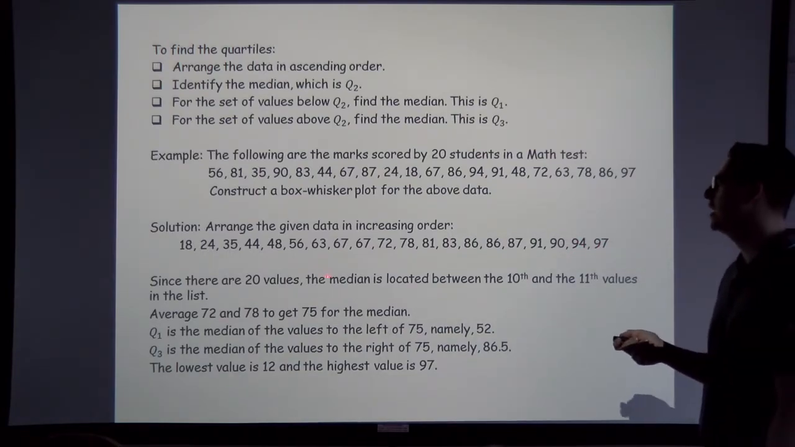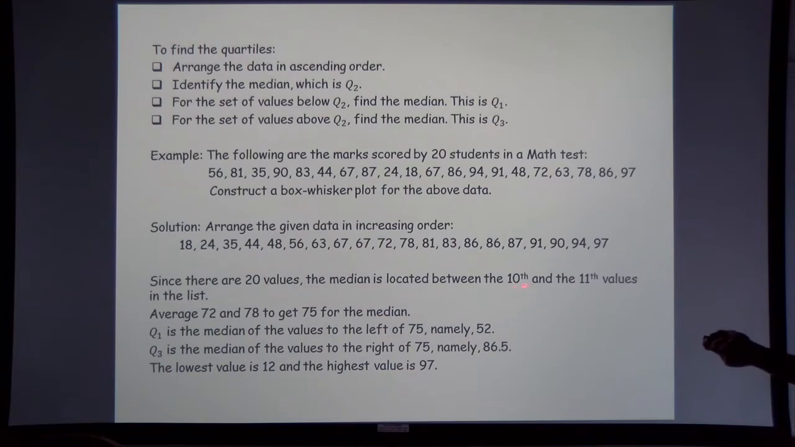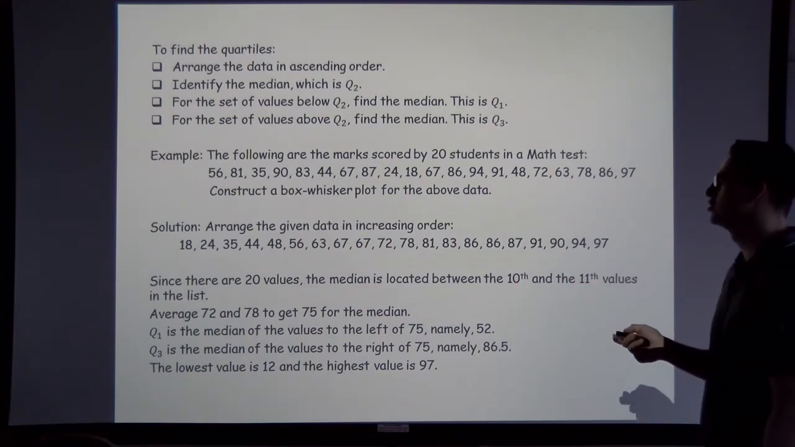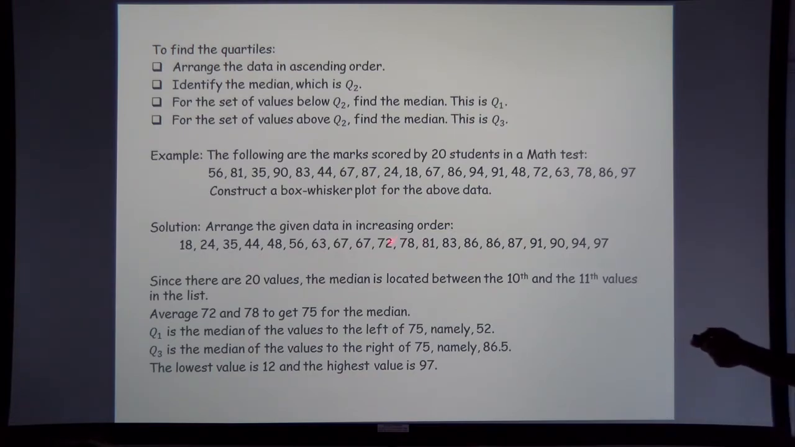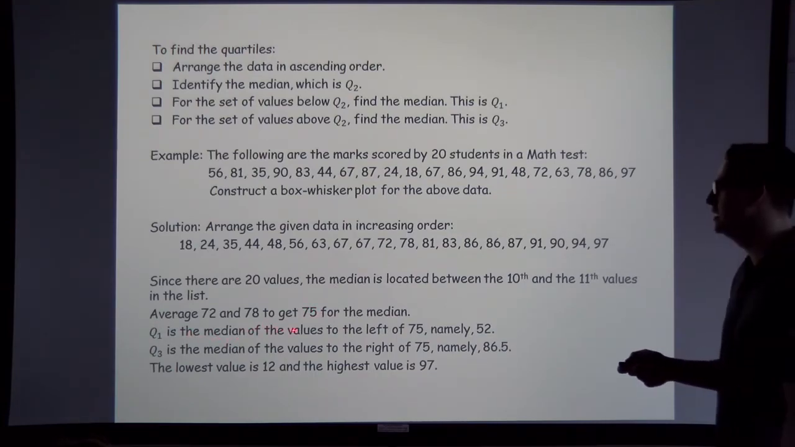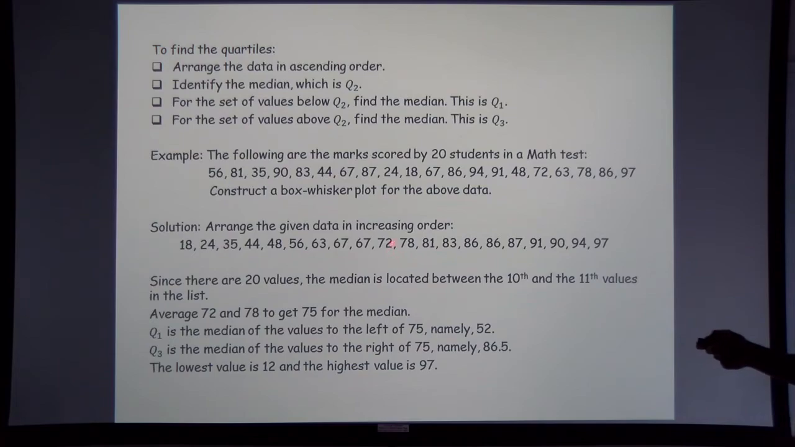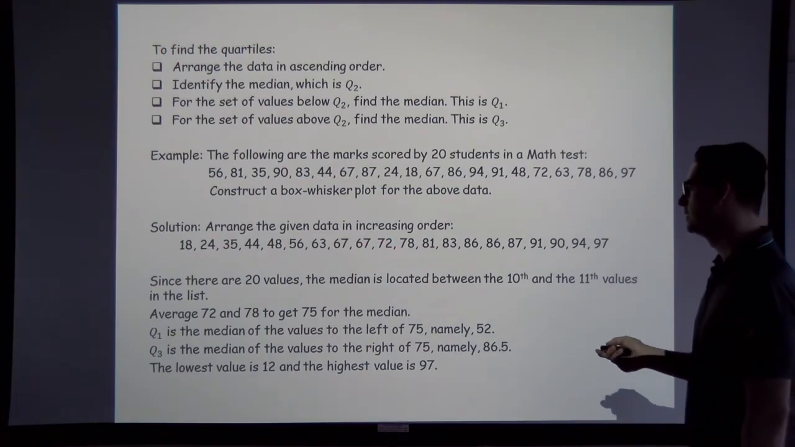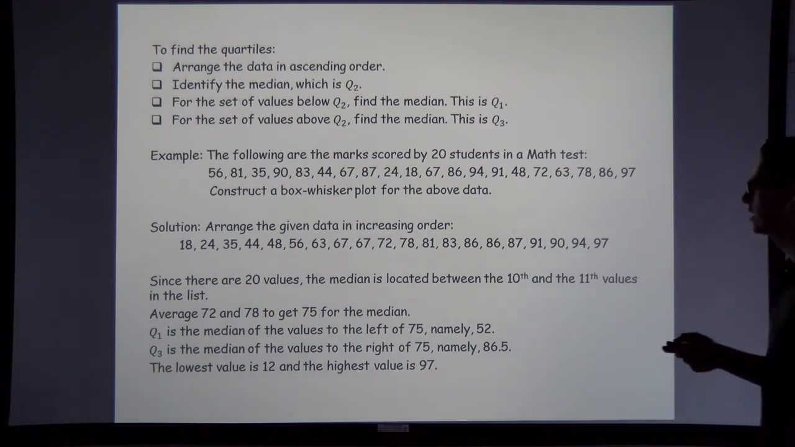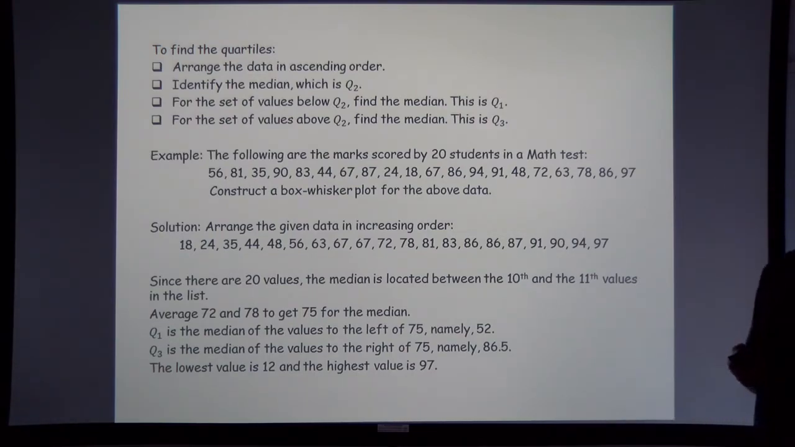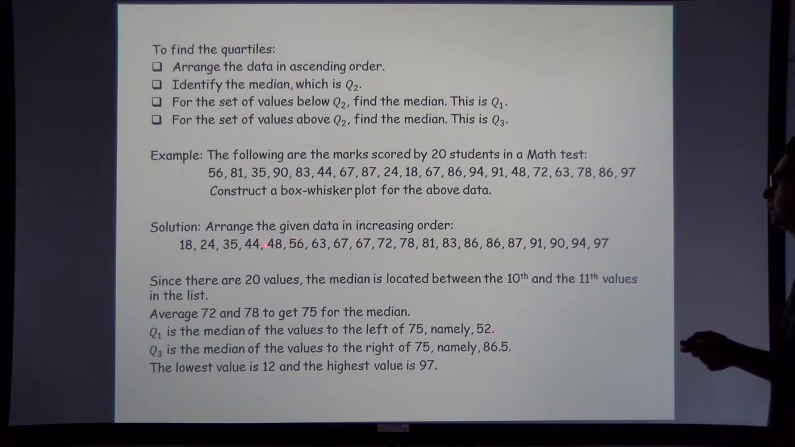Since there are 20 values, the median is located between the 10th and 11th value. Since we have an even number, we average our 2 middle numbers, 72 and 78, to get our median, which is 75. Your first quartile is the median of the values to the left of 75. Because you have another even amount of numbers, average them out to get 52, from 48 and 56.